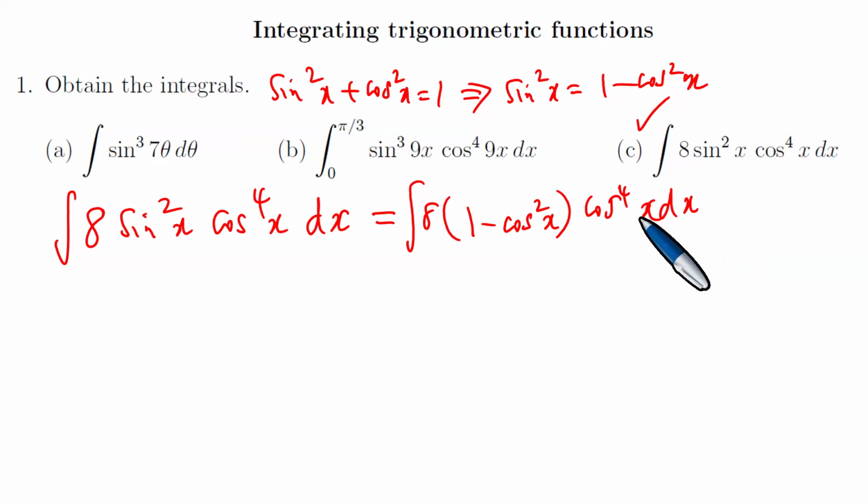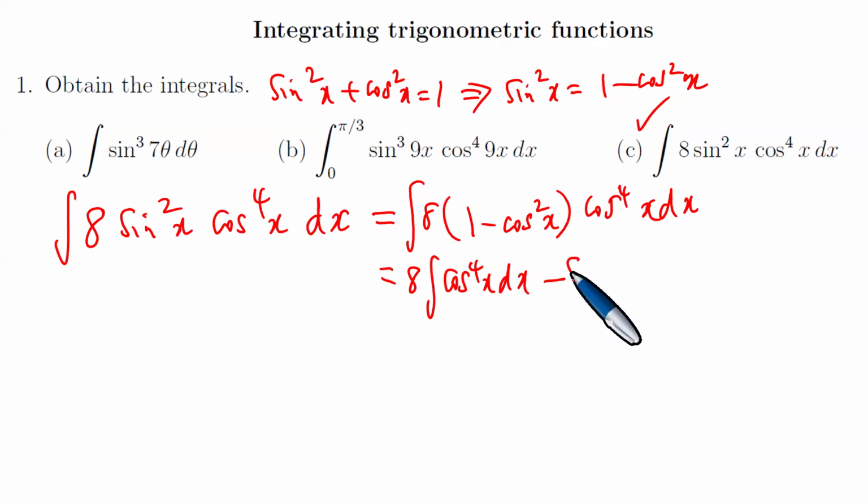What exactly do we achieve here? We're able to get the result as follows. Then we perform further distribution. So this becomes exactly 8 the integral of cosine to the fourth power of x dx, minus 8 the integral of cosine to the sixth power of x dx.